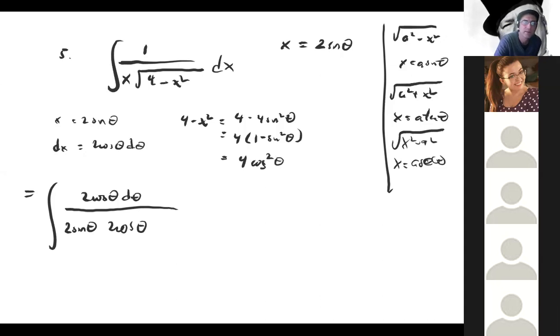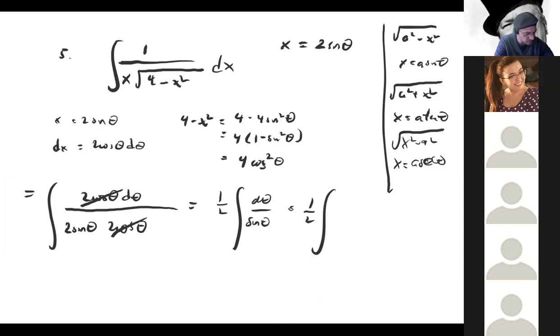Okay, so I took the square root of that because we have a square root, to get 2 cosine of theta appearing, right? Okay, so now there's cancellation, and we get what's left over. I'm going to bring the factor of 1/2 out, and it's d theta over sine theta that appears, which is the same as 1/2 the integral of cosecant theta d theta. That's the definition of cosecant, 1 over sine.